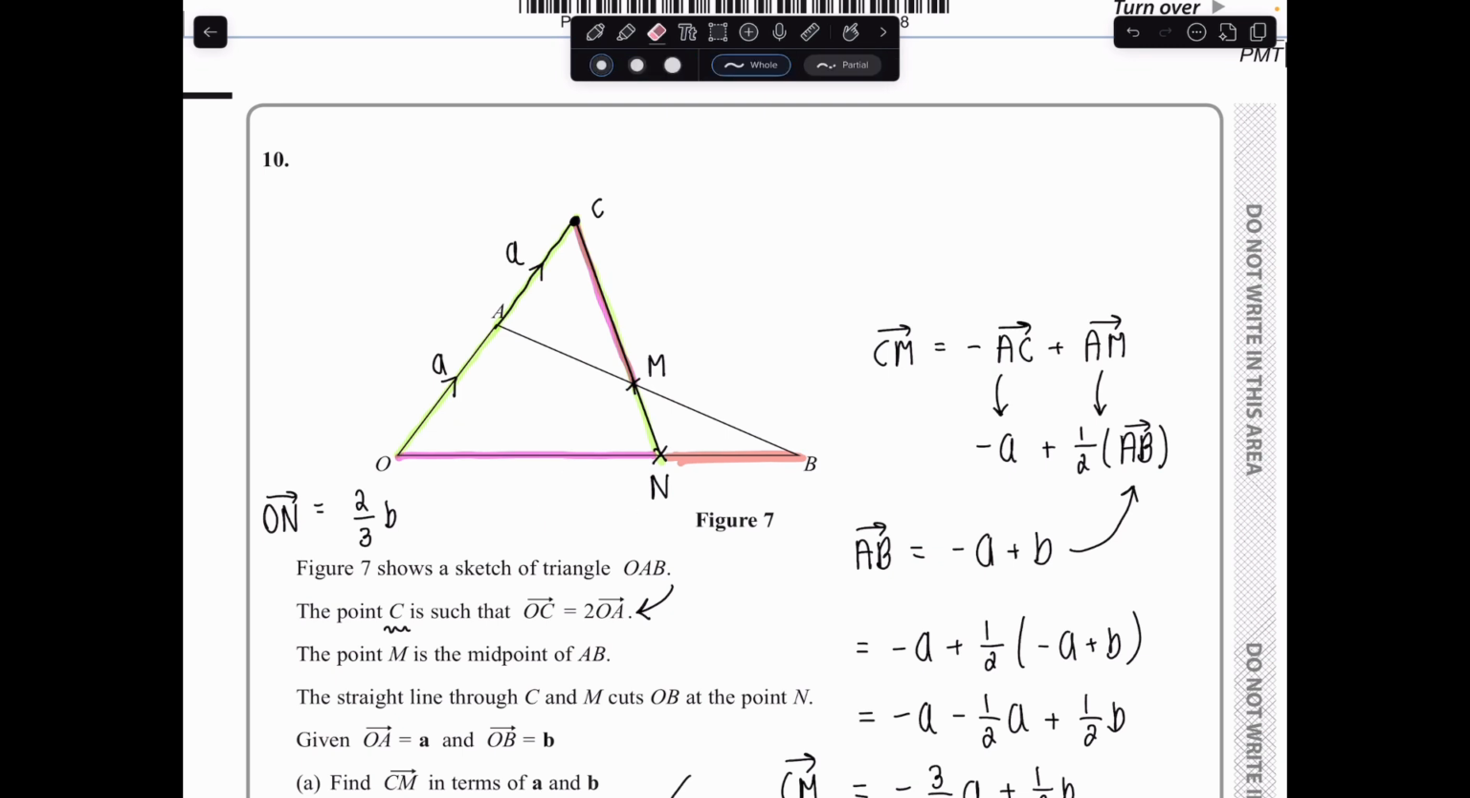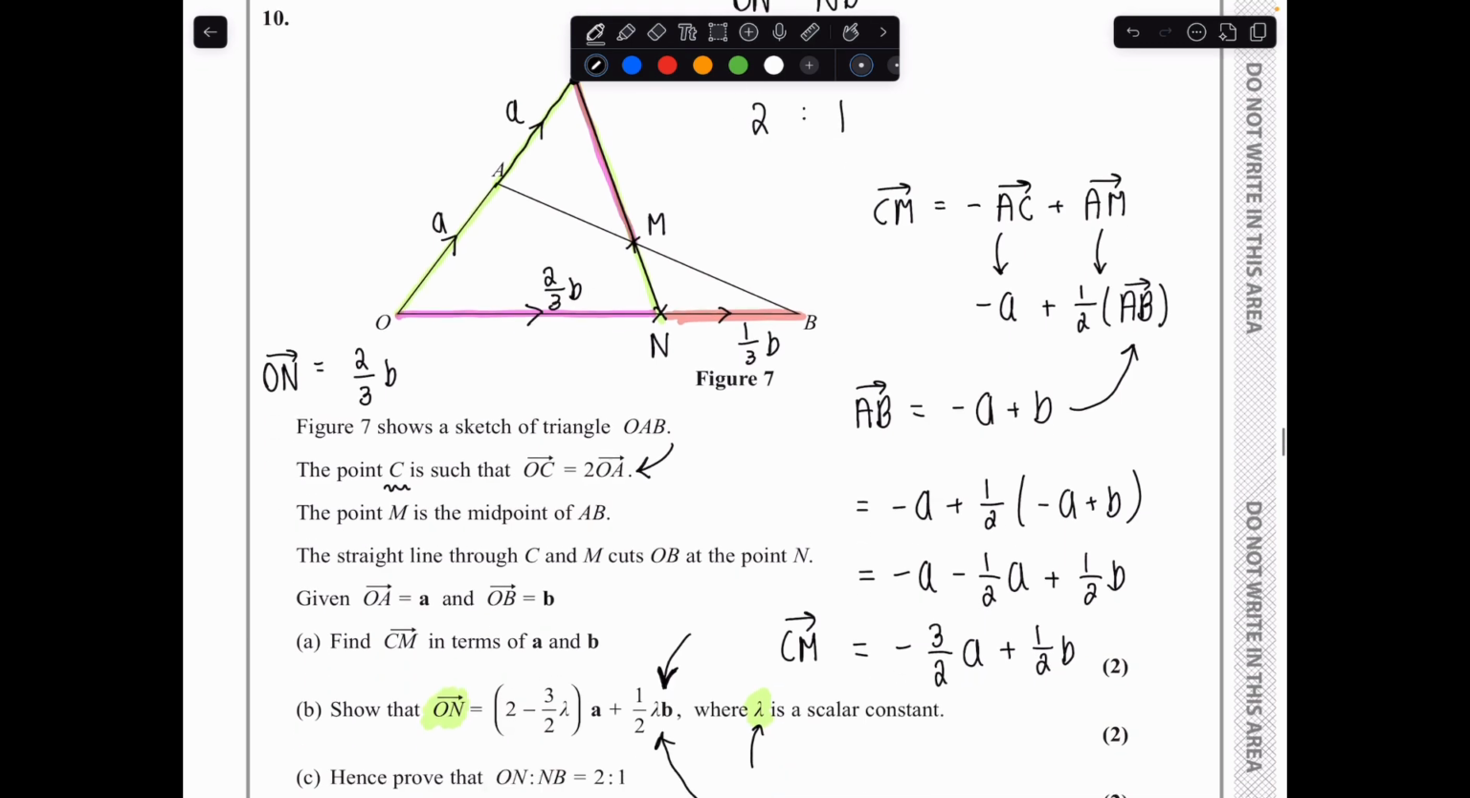So we can now include the following. ON is 2 over 3 lots of B. So to get to one lot of B, all we have to do is add a third lot of B to go from N to B. So from here, what we can now do is say, okay, ON in a ratio with NB. Now we can write down what each of the actual vectors are. ON is 2 over 3 lots of B, and then NB is a third lot of B. Now in this case, if we times both sides by 3, we can then get the ratio 2 to 1. Now is that what we wanted to show in part C?